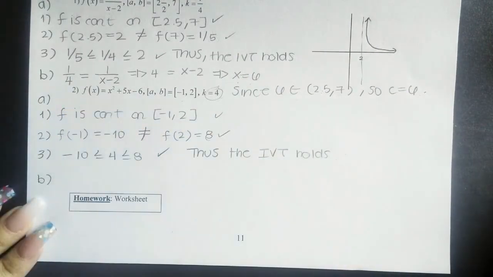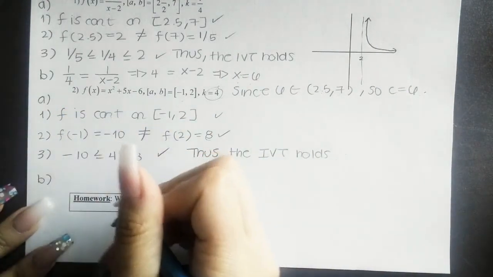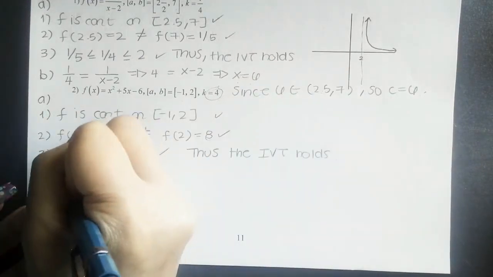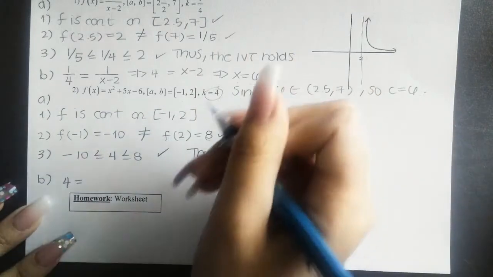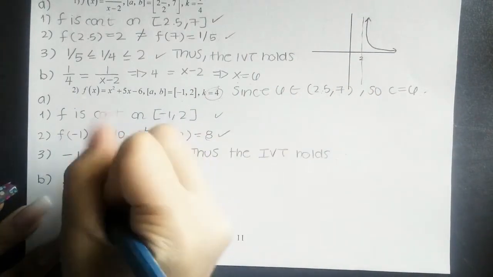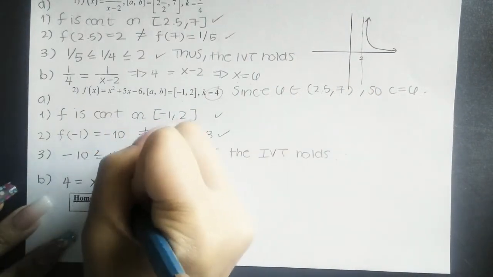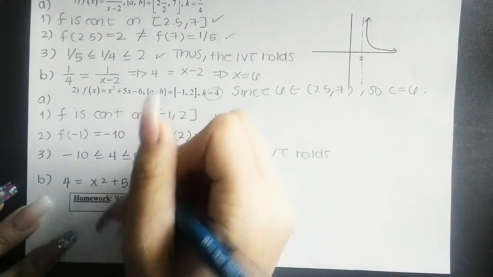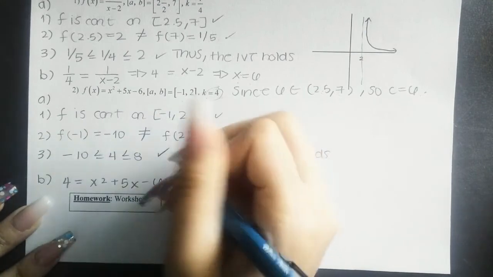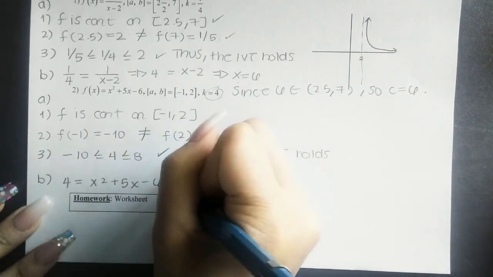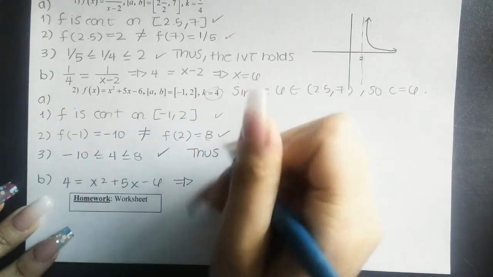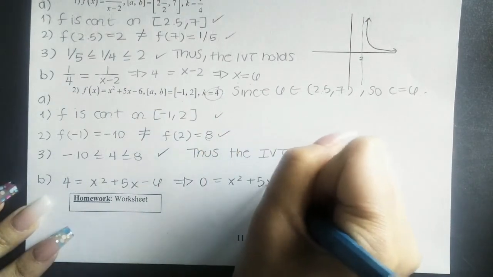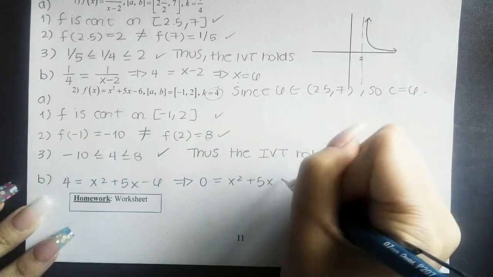For B, since the IVT holds, what are you going to do? Take your k, excuse me, not c, which is 4. You are going to equalize it to the equation that in this case you have, that is x squared plus 5x minus 6. After that you solve it. What I would do here, I would solve it via factoring, because you know it's the easiest.